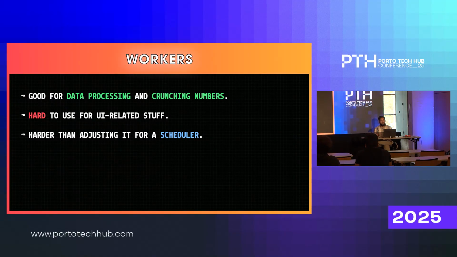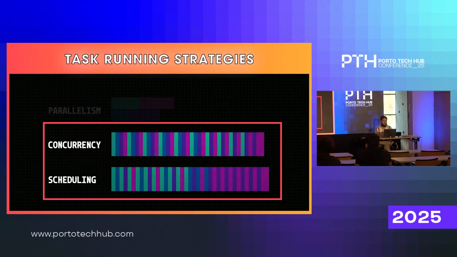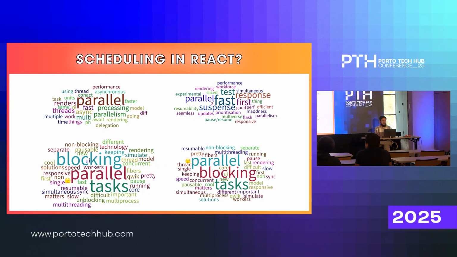However, if I were to summarize in the TLDR, workers are really good for data processing, and when you have to crunch numbers. I myself have a case from 7 years ago when we had a lot of mathematics running on top of layers of Mapbox, and we ended up with lots of web workers dealing with that. But they tend to be hard to use for UI-related stuff, and they tend to be harder than just adjusting it to a scheduler or a general concurrency-based model.